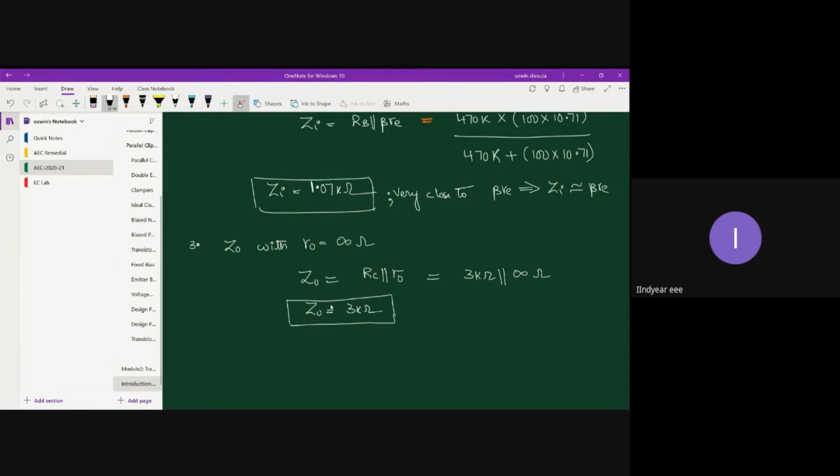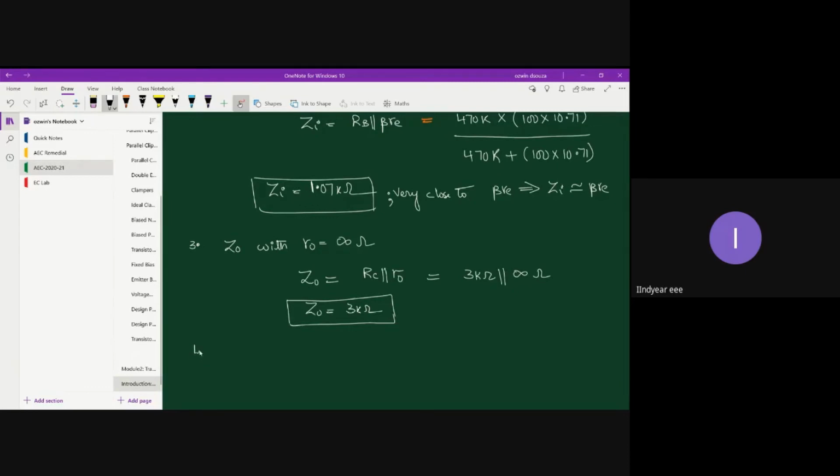Because when you have two resistors connected in parallel, one having a low resistance value and one having an extremely high resistance value, the current flow through the infinite ohm resistor is 0. So it gets isolated from the circuit. Hence, you will be left with only the finite resistance resistor, which is the 3 kilo ohm resistor. So that's your Z0, the third one.